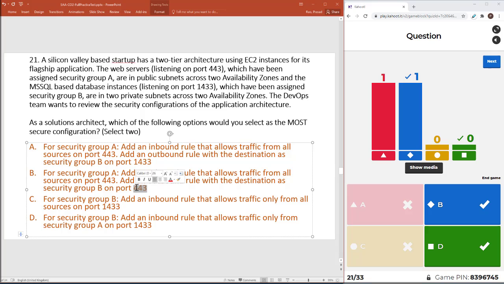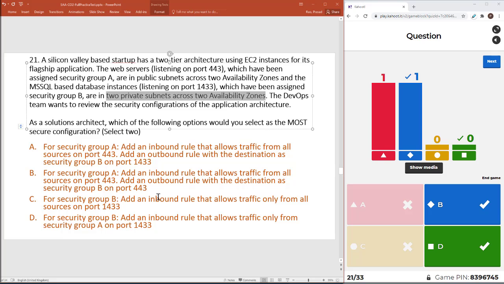in your mind, whenever they start talking about infrastructure, just put it into your mental model. It simply said that this is a two-tier architecture. Good enough, so there are two layers. Using EC2 instances as a flagship application, that means it's a web application. Web servers, and they have mentioned it is in security group A, are in the public subnet. So you should have that picture coming up in your mind automatically. Across two availability zones, great. Then we have SQL Server, listening on port 1433. They should automatically be in the private subnet across two availability zones. So if you can make that picture in your mind, adding these rules will be easy.